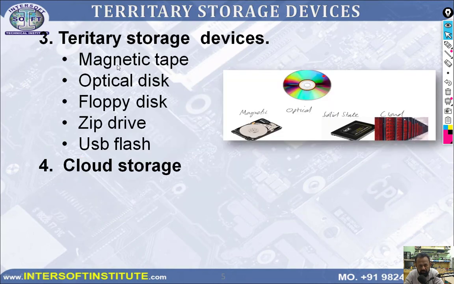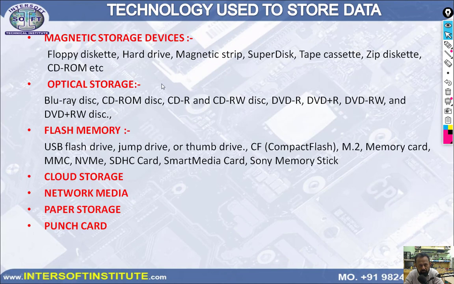Tertiary we say as magnetic tape, optical disk, floppy, zip drive, and USB also we can say as tertiary. And cloud storage means Google Drive and all storage through the internet, which is called cloud storage. So there are different types of storage.